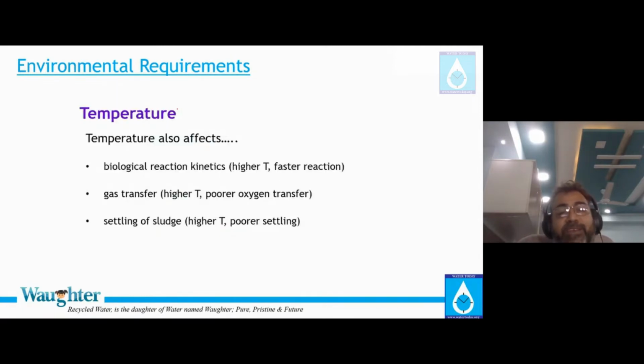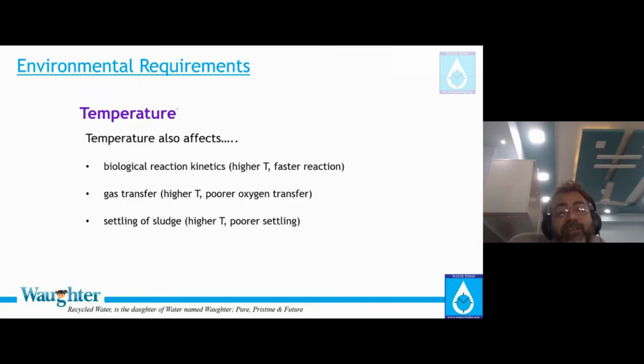Temperature affects some physics, which I know very well. First, biological reaction kinetics: higher T, faster reaction. We all are Indians, we know. We all know the reason for China and India's population. It is the temperature. Higher temperature means higher productivity, as simple as that. So all the cold countries, because all biological reaction kinetics are much better at elevated temperatures.